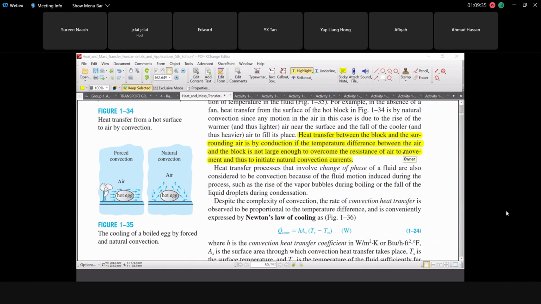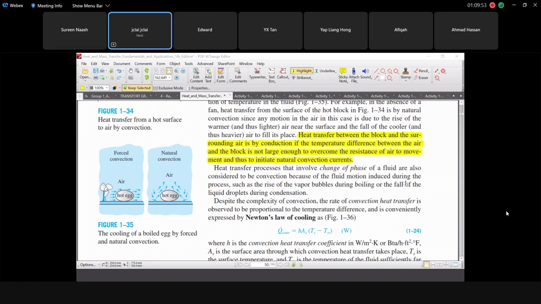Hello? Yes, doctor. I have a question about convection. Can you speak louder, please? Okay, doctor, I have a question about convection. If the air is still, no convection will occur, right, doctor?